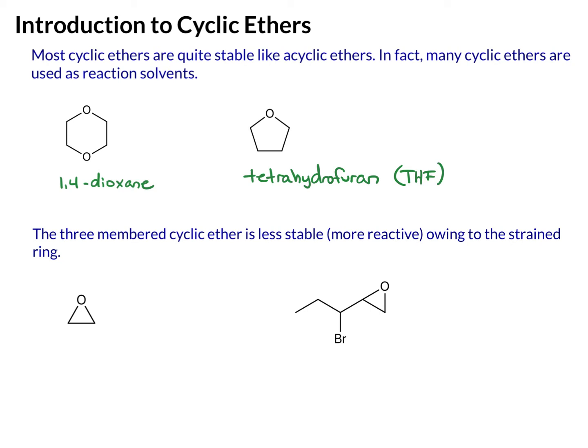Now, as we go from these 6-membered or 5-membered rings down to more strained rings, like a 3-membered ring, we still have this ether functional group, but this one is much more strained. This one is called an epoxide. So when you have a 3-membered ring containing an oxygen, that's called an epoxide. Because of the ring strain, it is more reactive than regular ethers.